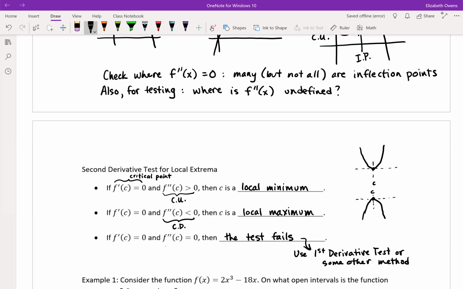So if the second derivative equals 0, if you can't tell about concavity, then we don't really have a nice conclusion for that one. But for the other two cases, a critical point with either a positive second derivative or a clear negative second derivative, then yes, you can identify your local extrema using that.